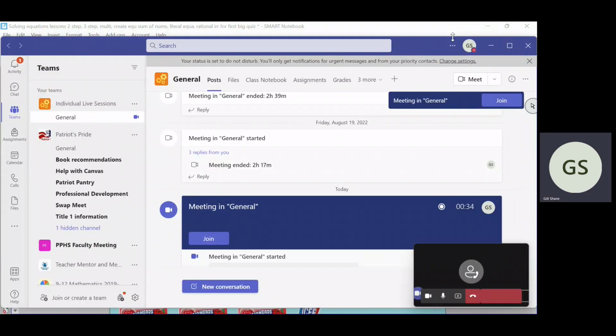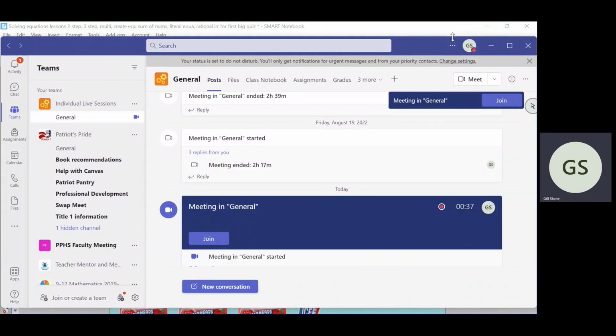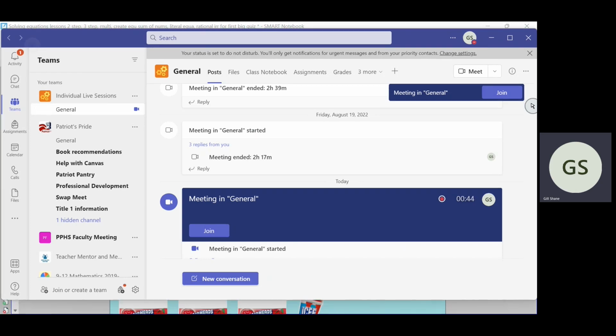Okay, so again, an equation is like a scale because it's supposed to be in balance. Both sides are supposed to be equal. The value of the left side of an equation is supposed to be equal to the value of the right side of the equation.